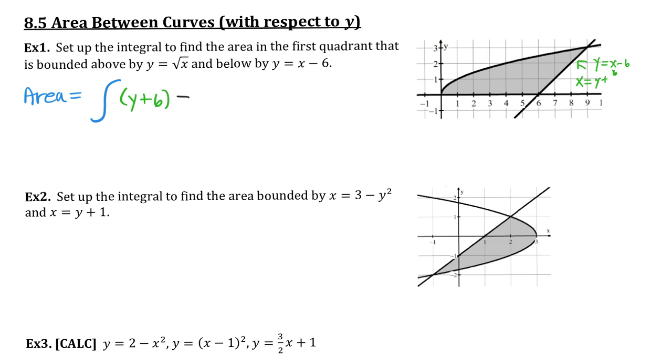Minus. Okay, now let me look at my lower function. My lower function is this one. What is that? That's y equals root x. Since I'm doing the integral with respect to y, I want to solve for x, so it's in terms of y. So if I square both sides, I get x equals y squared. So this is going to be y plus 6, and then my lower curve is y squared. I'm going to do this integral with respect to y.